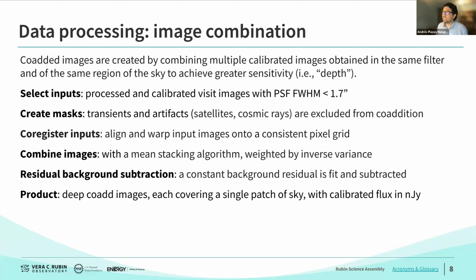So how do they produce these deep coadds? The coadded images are created by combining multiple calibrated individual images obtained in a particular filter and of the same region of the sky. We're doing this, of course, in order to obtain a greater sensitivity, or depth, or signal to noise ratio. So we start by selecting our inputs. We put a cut on the image quality, on the seeing of the individual processed and calibrated visit images. And this cut for DP1 is 1.7 arcseconds in the PSF full width at half maximum.